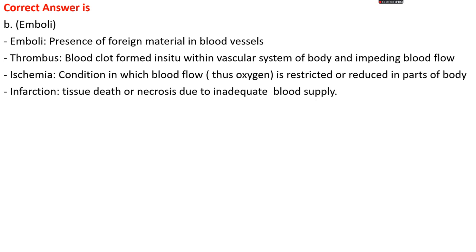Thrombus is a blood clot which is formed in situ within the vascular system of the body and which impedes blood flow. Ischemia is a condition in which blood flow or oxygen is restricted or reduced in a part of the body. And infarction is tissue death or necrosis due to inadequate blood supply.